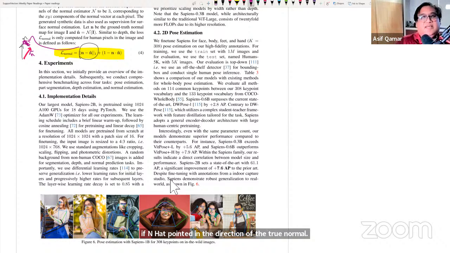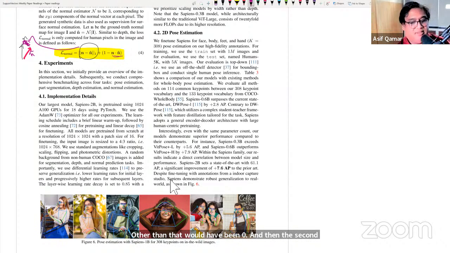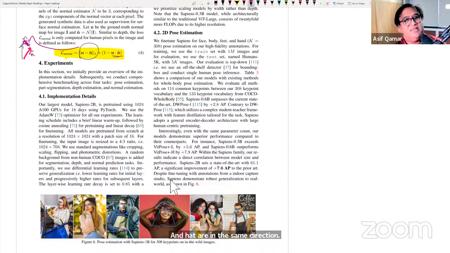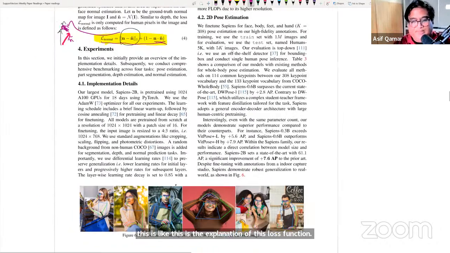And then the second thing is a dot product. You take the normal of the dot product. Why? That's another term you add, because if n and n naught, n hat, are in the same direction, what is n dot product with n hat at that moment? It would be 1. So 1 minus 1 would be 0, right? So this is the explanation of this loss function. Common sense there, right? And so here are the technical details.